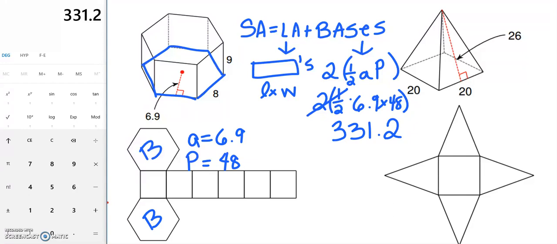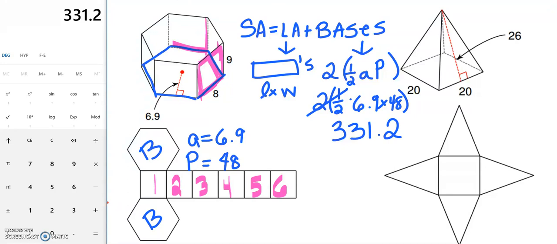Now I need each of the rectangles. Okay, now I'm going to take a look. This rectangle here, it's 8 by 9. The next one is also going to end up being 8 by 9. This one also will be 8 by 9. So all of the rectangles are going to be 8 by 9. I have 1, 2, 3, 4, 5, 6 rectangles. Each of them is 8 by 9 units.